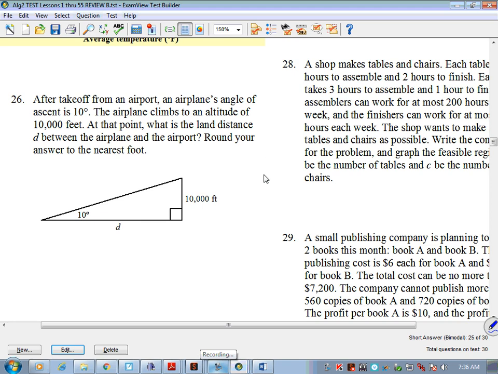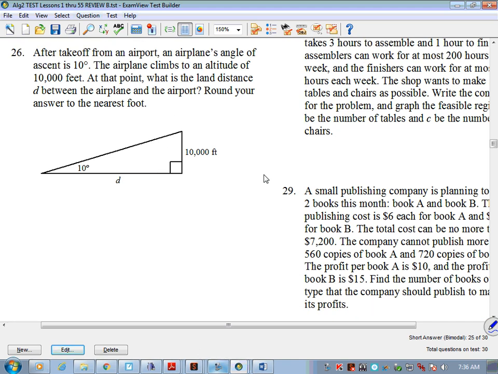Okay, number 26. We're going to come back to lesson 46, finding trigonometric functions and their reciprocals. If we're doing that, remember we're going to be using sine, cosine, or tangent for this. So we want to set up our equation likewise. We want to be able to identify opposite, adjacent, and hypotenuse in terms of what we have and what we need to find. So we're going based upon our 10-degree angle. 10,000 feet is opposite to that angle. D, which is what we're solving for, is adjacent to that angle.